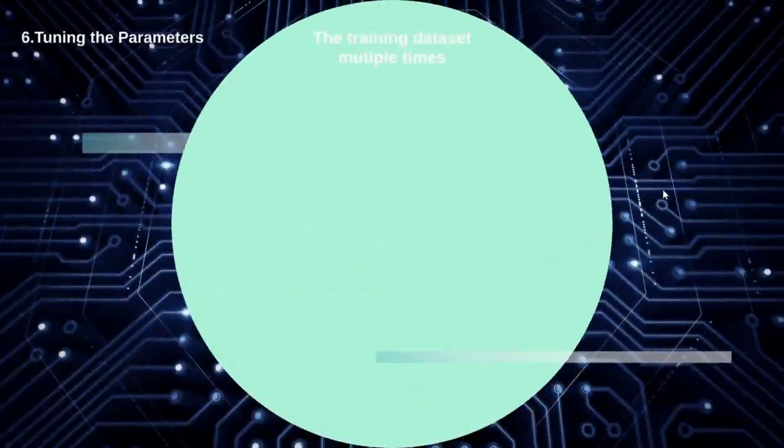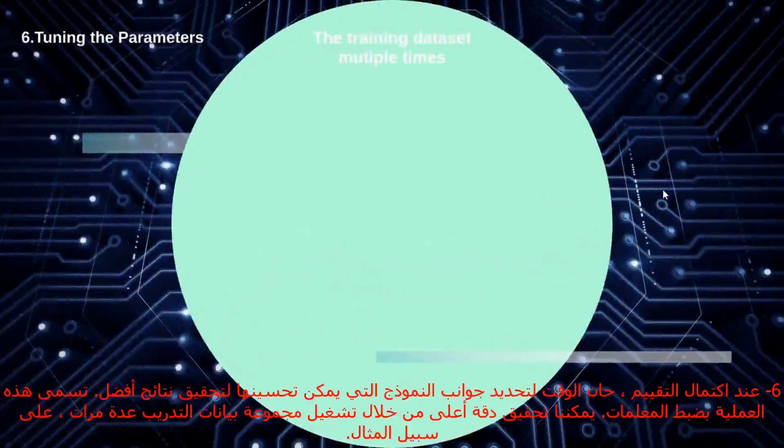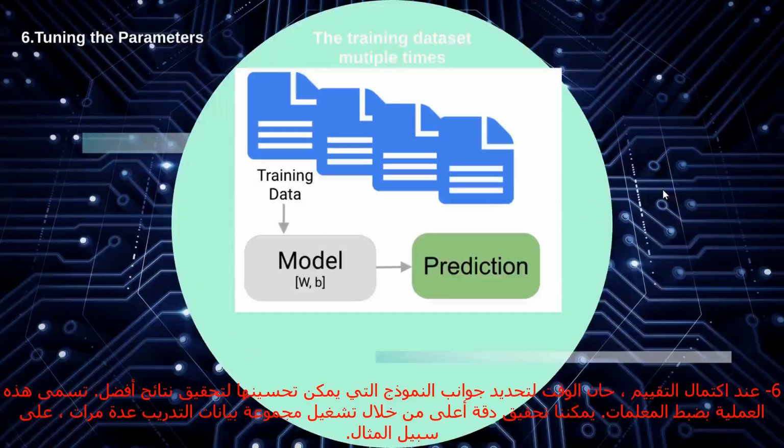Evaluation allows us to test our model against data that has never been used for training. When the evaluation is complete, it's time to determine what aspects of the model can be improved for better outcomes. This process is called tuning the parameters. We can achieve higher accuracy by running through the training dataset multiple times.